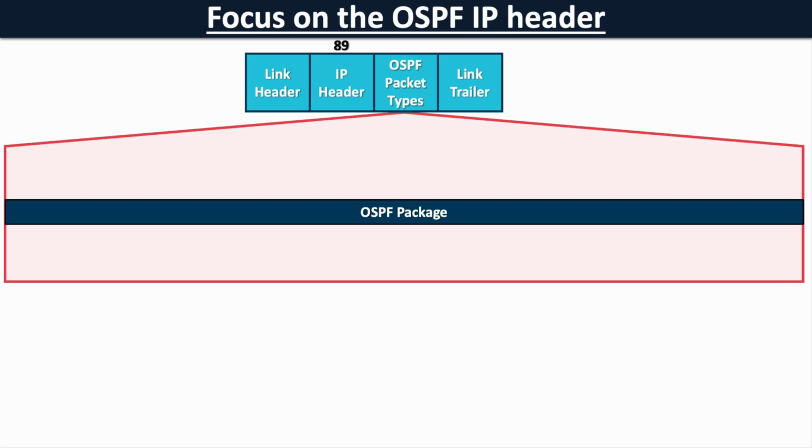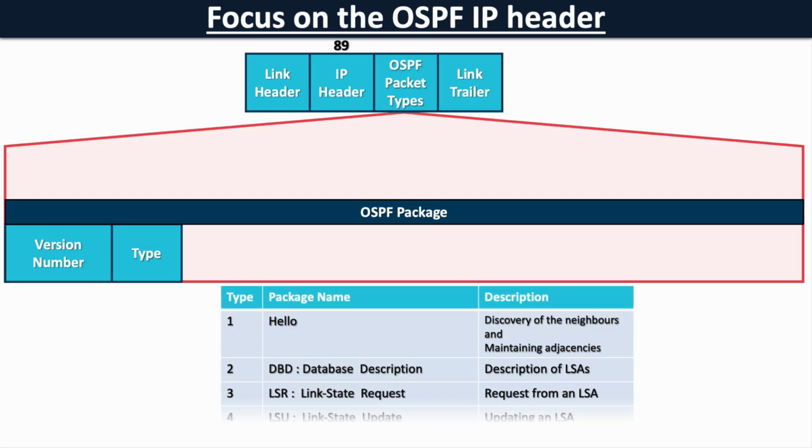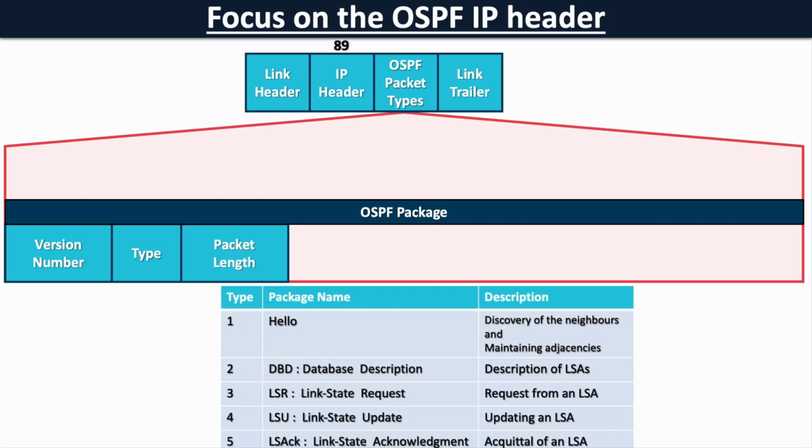There is the version number, which is 2 for OSPF in IPv4 and 3 for IPv6. We have the type field, which differentiates the 5 types of OSPF packets. The following field is the length of the OSPF packet in bytes. Router ID defines which router is the source of the packet. Then we have the area ID, which defines the origin area of the packet.